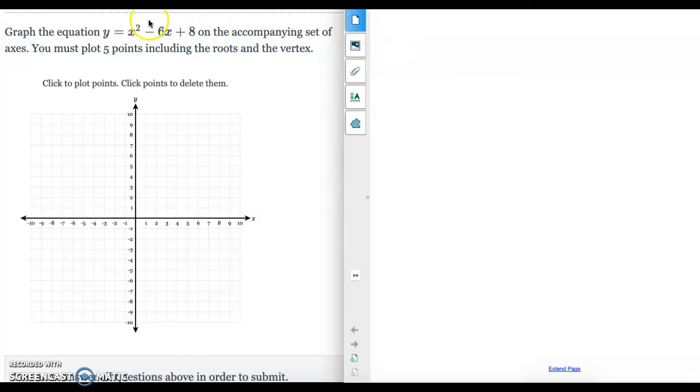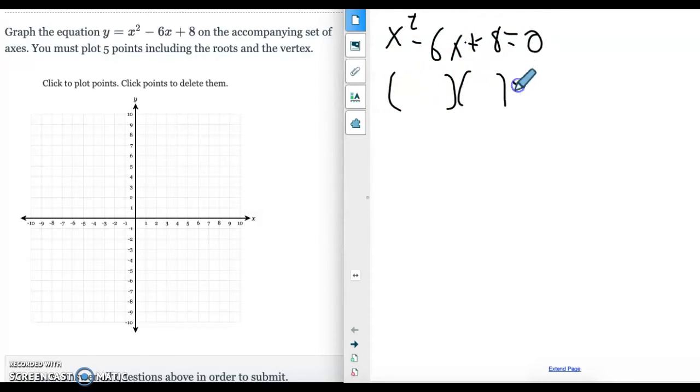The first thing, it's already in standard form, so I set that equal to 0: x squared minus 6x plus 8 equals 0. Then I factor this, and the factoring is going to give me my roots. That's what they mean by roots. The roots are where it crosses the x-axis. So we put an x and an x in the front. That's how we get x squared.